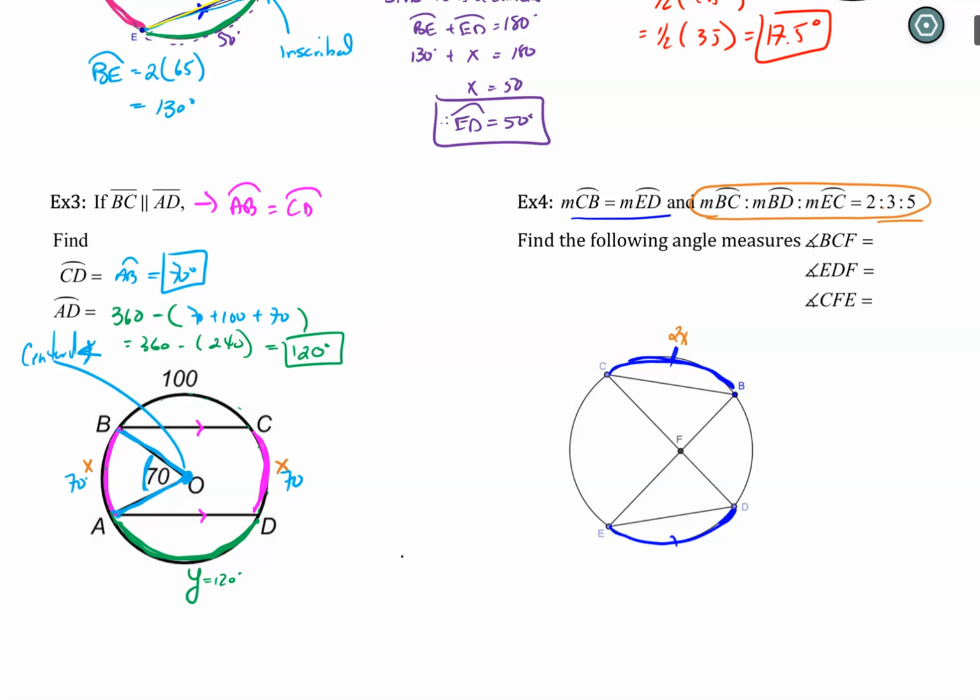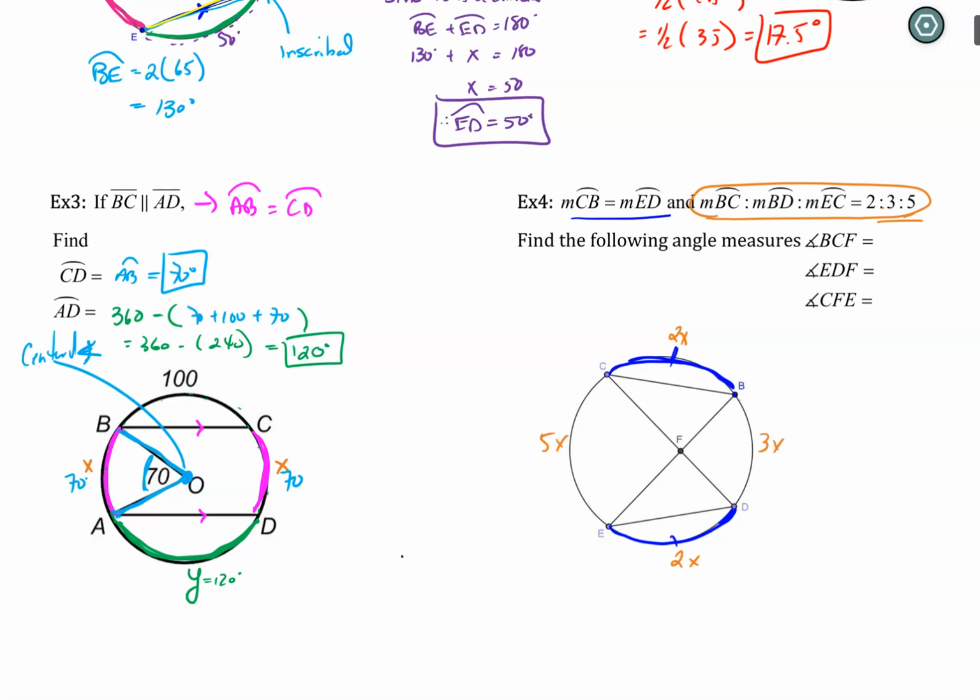Right? Next one is BD, which is over here. All right, so that's going to be 3x. We know that ED is the same as BC, so I'm going to call this one also 2x. And then the last one here is the 5, represents EC, which is over here. So I'm going to call this 5x. So now I've got all of my arcs that make up the circle.